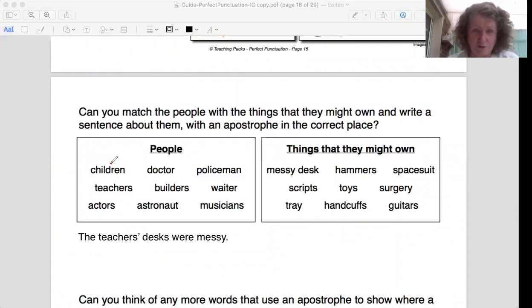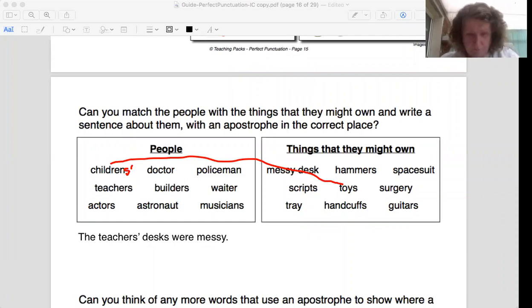Children's toys. So that would be the children's toys. That would have an S here. Because there's more than one child, the children's toys, the apostrophe goes afterwards. And then we could do a sentence here about the children's toys. Let's try a sentence about the children's toys and put the apostrophe in the right place.